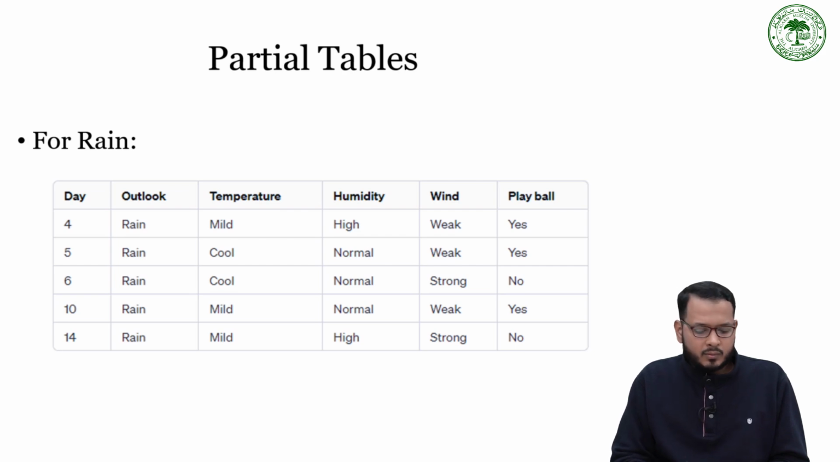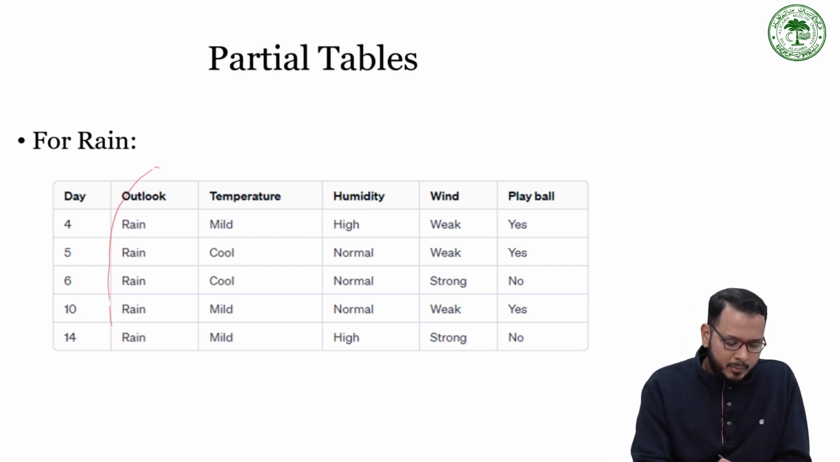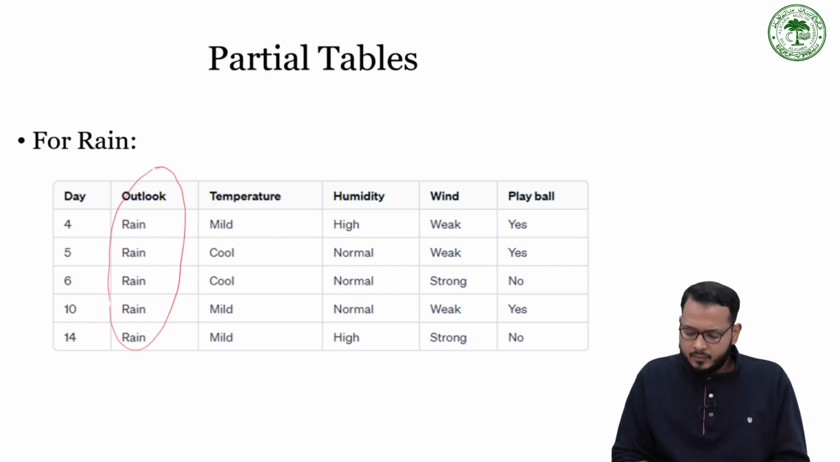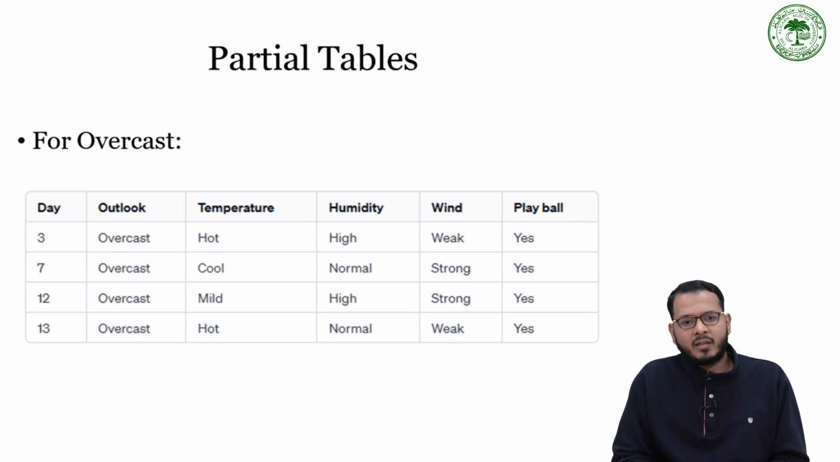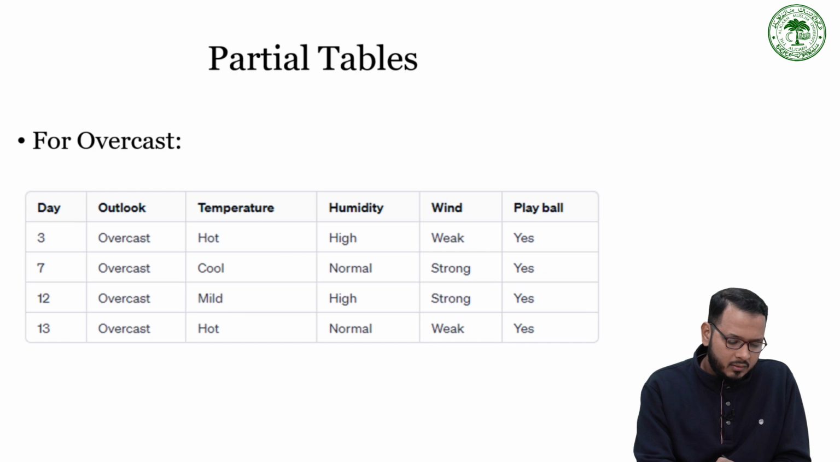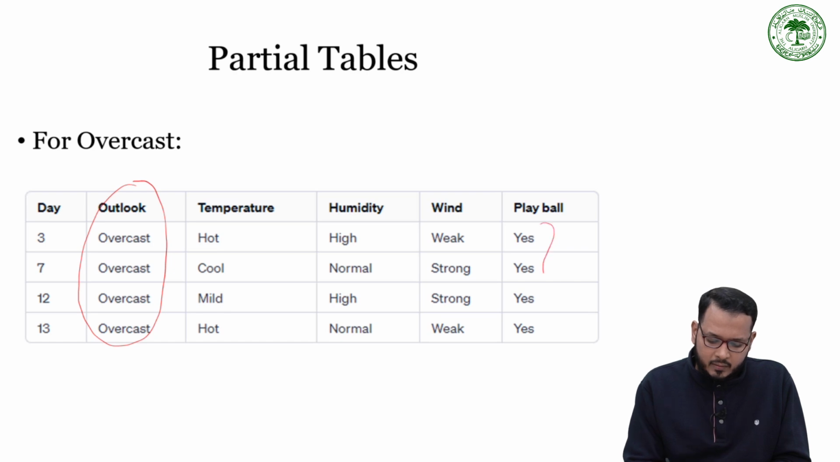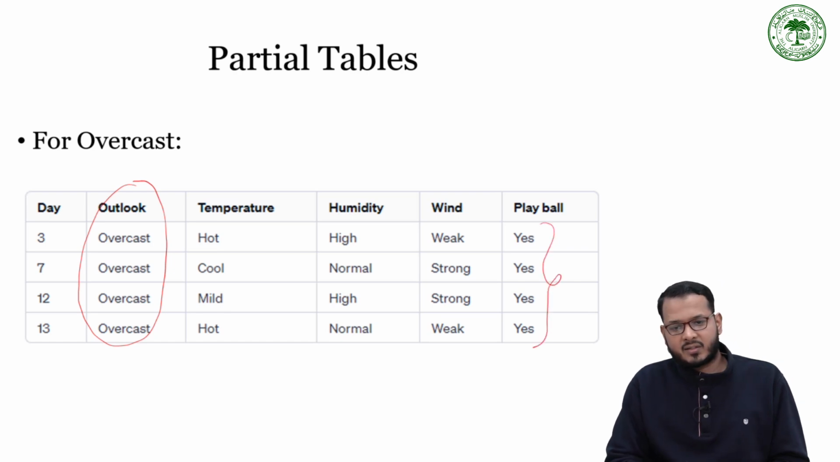For rain also, there is a separate partial table where all the values of outlook attribute are rain. Similarly, we have calculated the partial table for overcast also. Once again, all the values here are overcast. But in this specific partial table, we can see a trend. That is, whenever the outlook is overcast, the corresponding class is yes.